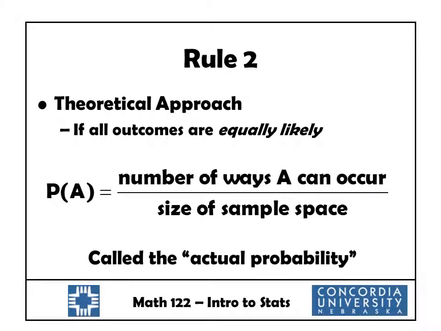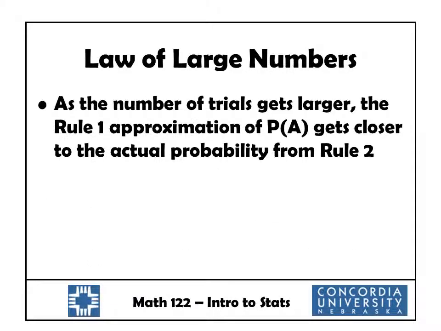Rule 2 was a more theoretical approach. It did not require us to collect any data. It's based purely on theory. However, this can only be applied if all of our outcomes are equally likely. The probability of an event is the number of ways that the event can occur divided by the size of the sample space. So in order to do this, you have to list out your sample space, count the number of ways that your event can occur, and divide it by the size of the sample space. This is what the book calls the actual probability, or we call it the theoretical probability.